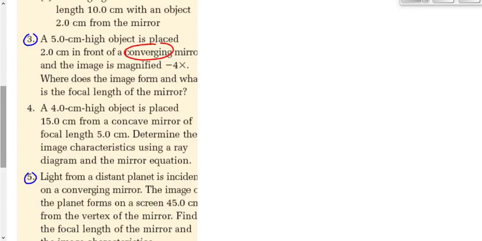We have an image that's magnified negative 4x. That's going to be m. Where does the image form, and what is the focal length of the mirror? In other words, we're looking for di. Where does the image form? The image distance and the focal length of the mirror here.